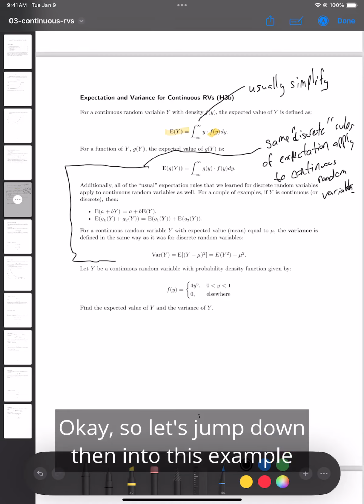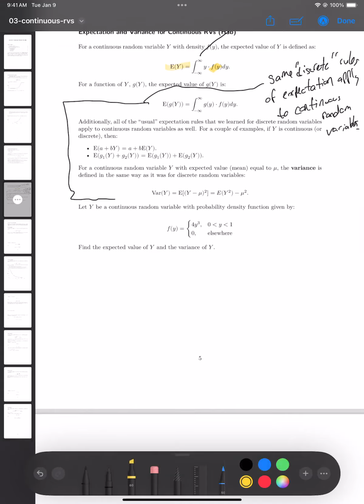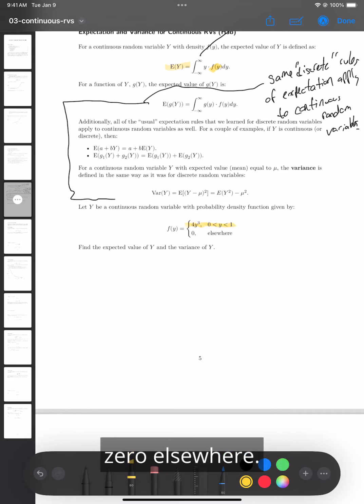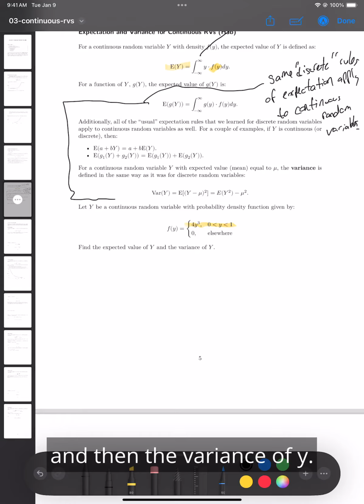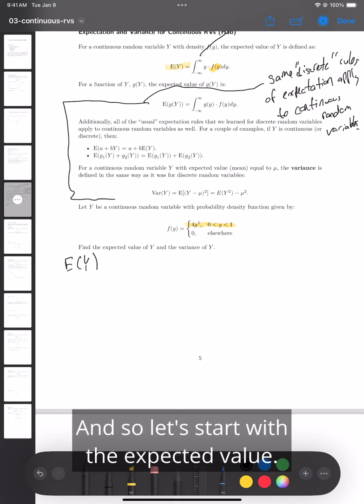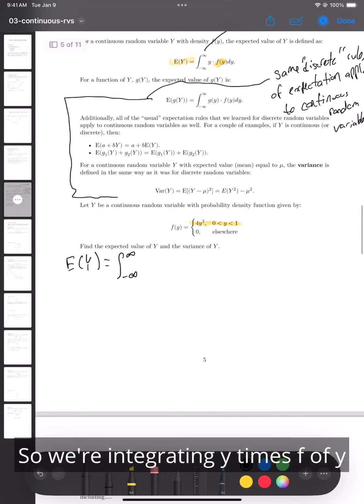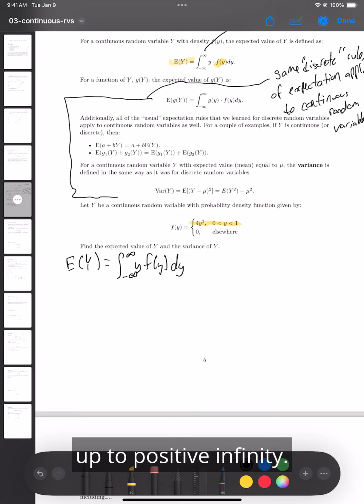Okay, so let's jump down into this example where we have this density function, 4y cubed on the interval 0 to 1, 0 elsewhere, and we are prompted to find the expected value of y and then the variance of y. Let's start with the expected value. I'm just going to copy down the definition above. So we're integrating y times f of y with respect to y from negative infinity up to positive infinity.